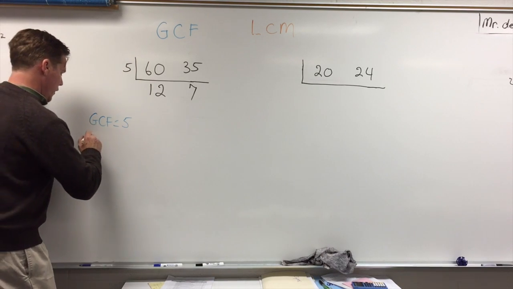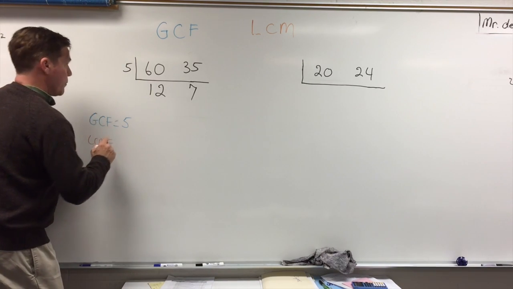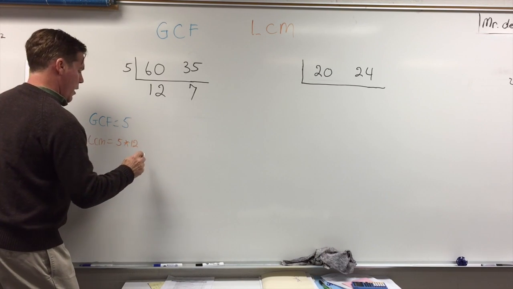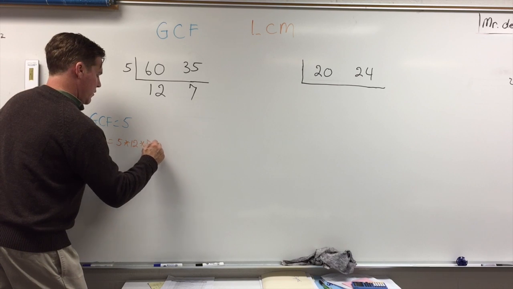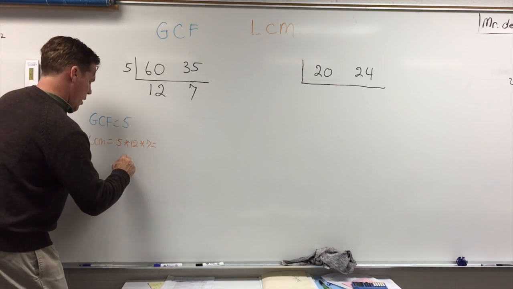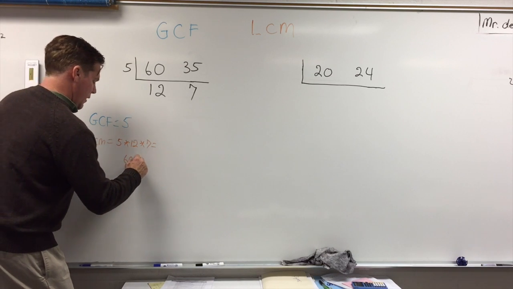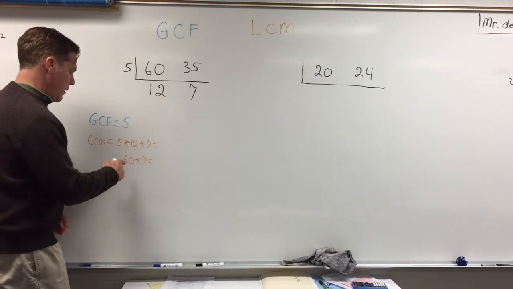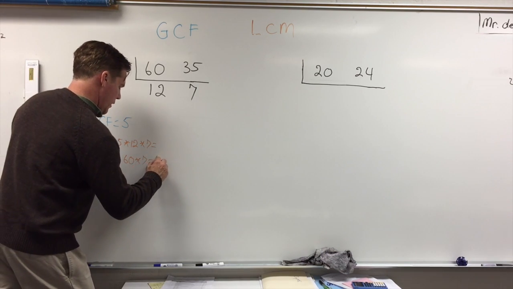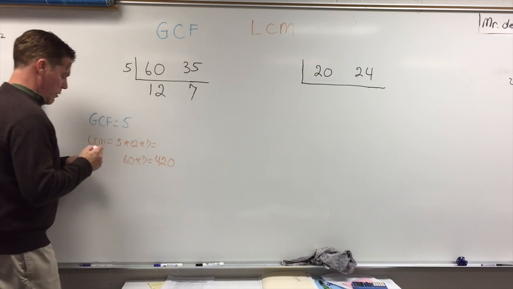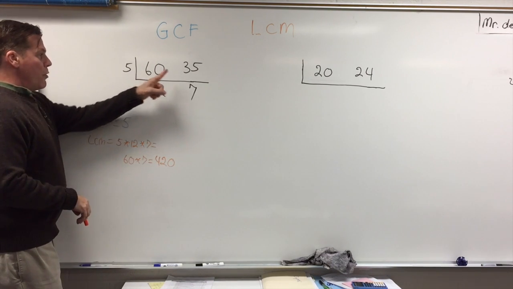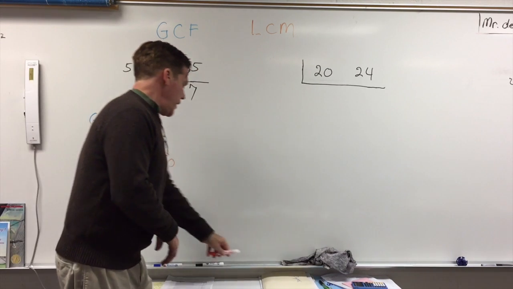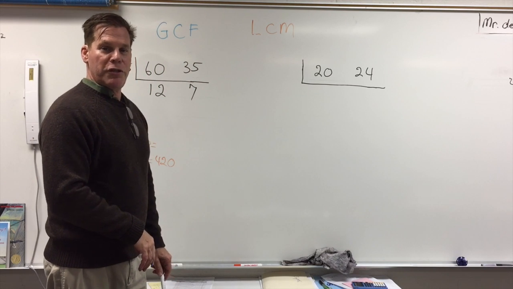Now, for least common multiple, it's going to be 5 times 12 times 7. Now I know 5 times 12 is 60, and 60 times 7, and here's where that base 10 comes in handy. 6 times 7 is 42, add the 0, so our least common multiple for these two numbers is 420.